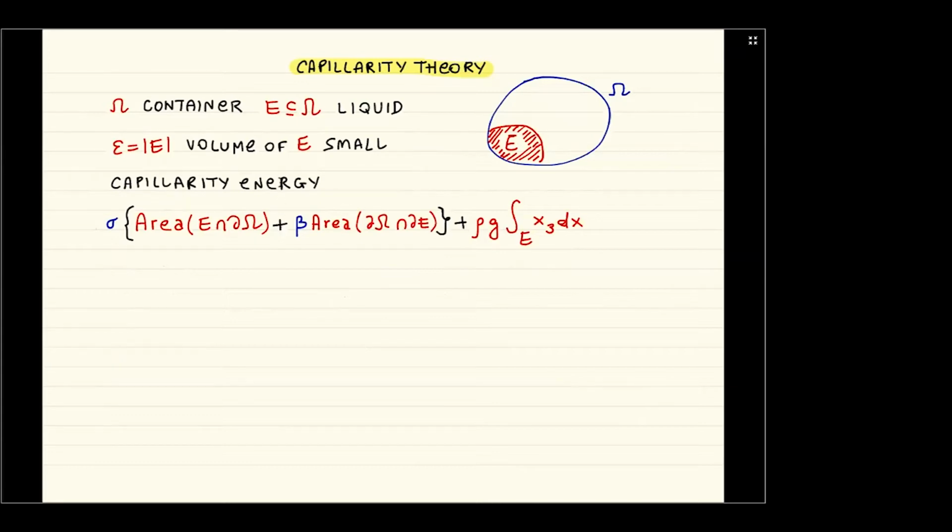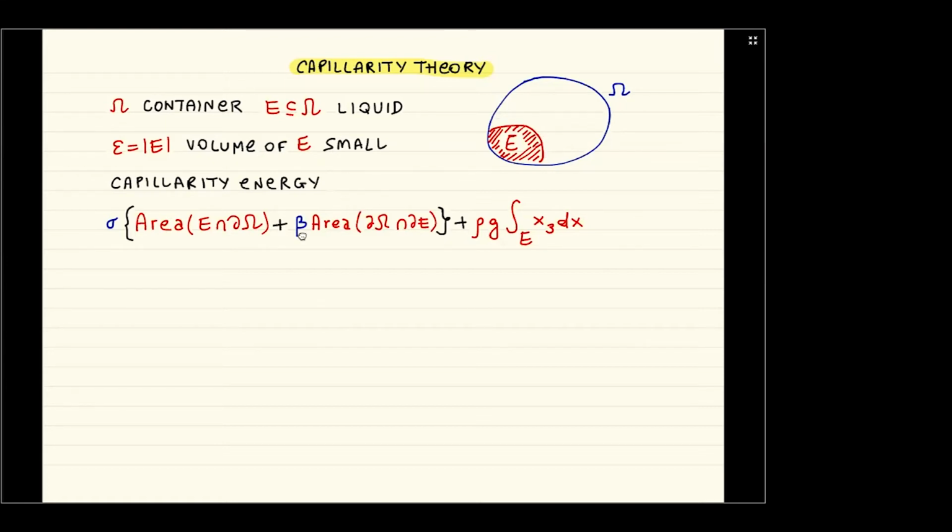So in the typical problem in capillarity theory, we have a container, omega, and we have a region occupied by a liquid, so it's a region inside of omega. The volume of our region is denoted by epsilon. It's typically a small parameter, and the capillarity energy will be proportional to the area of, okay, here there is a typo. It should have been the boundary of E inside of omega, not the boundary of omega inside of E. So the first term here should be the boundary of the set E inside the container omega. That's the area you count.